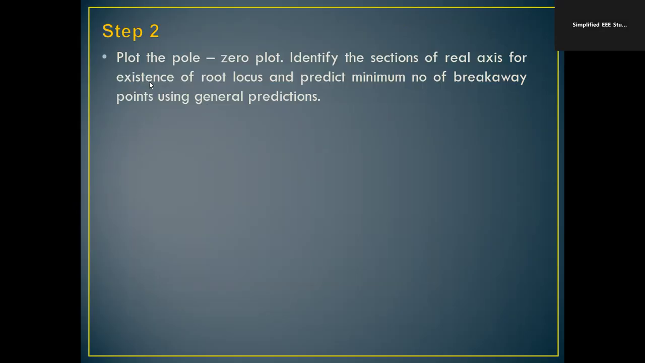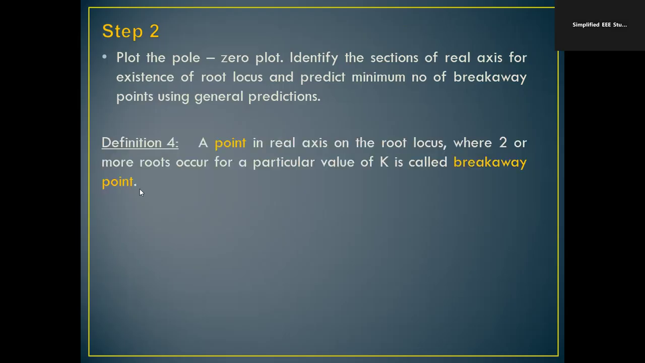Coming to step number 2, plot the poles and zeros in the sigma j omega plot. That means you have to plot in the s domain, like a complex plane. Draw the complex plane and mark the poles and zeros. A pole will be marked using a cross mark and a zero using a small circle. Identify the sections of the real axis where the root locus exists and predict the minimum number of breakaway points using the general prediction.